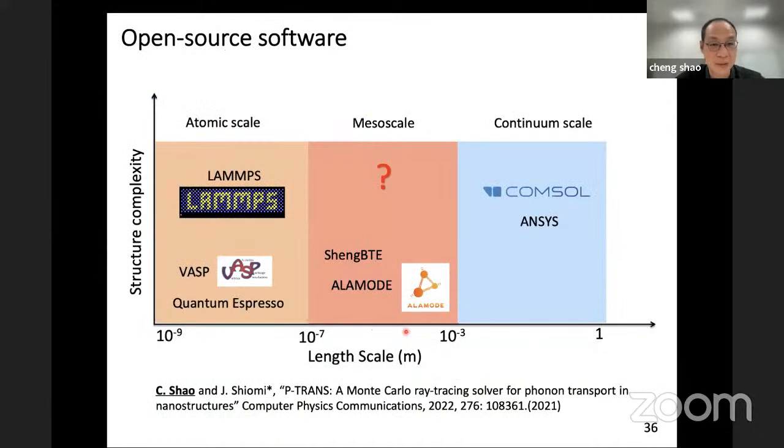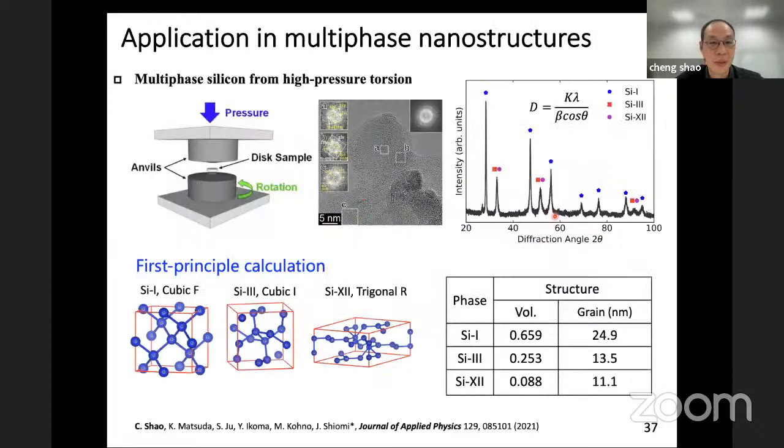So basically, the software will fill the gap between the atomic simulation, which is done by LAMMPS or VASP, and the continuum scale simulation like COMSOL and ANSYS. And here is an application of the ray tracing simulations.